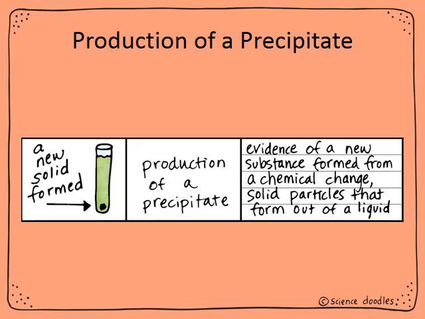Okay, our second word is production of a precipitate. So this is pronounced just like precipitation, like rain or snow. It just doesn't have the last part, so it's precipitate. So this is evidence of a new substance formed from a chemical change, solid particles that form out of a liquid. So when you pour two liquids together, after the end of the chemical reaction, you have a solid that has been formed. So the solid comes out of nowhere when you had two liquids that poured together. So the solid part is the precipitate.